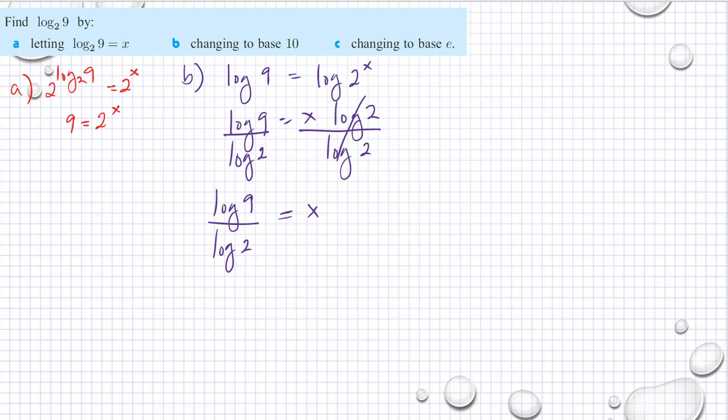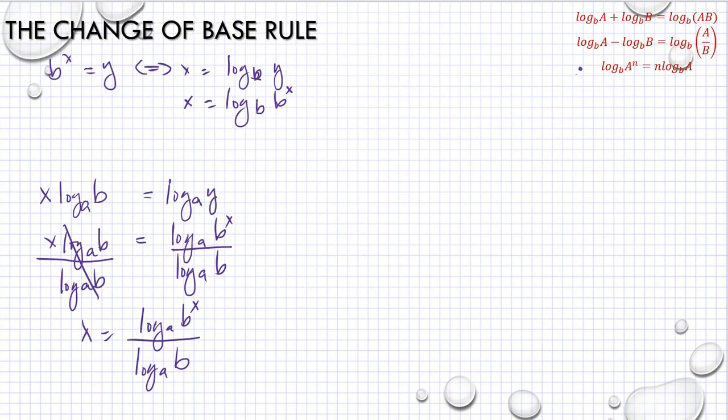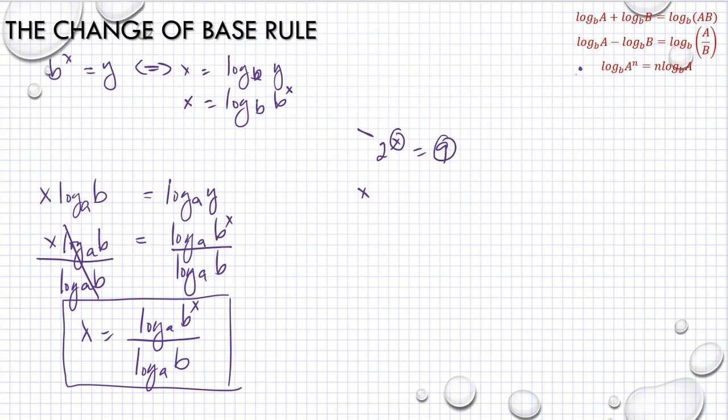So going back to what I said a while ago, this one I'm going to put here, 2 raised to x is equal to 9, for example. So this is our b, this is our x, and this is our y. And we said that x is equal to logarithm of y divided by logarithm of b. So this is our b. So x logarithm of 2 is equal to logarithm of 9.